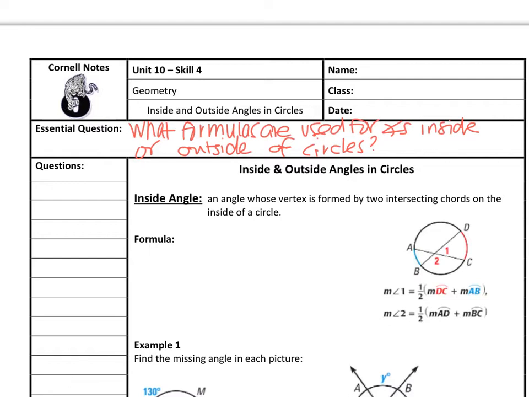We have inside and outside angles in circles, so we're asking the question of what formulas are used and how do we use them when we have an angle that's inside the circle other than inscribed or central, and when we have an angle that's outside the circle.